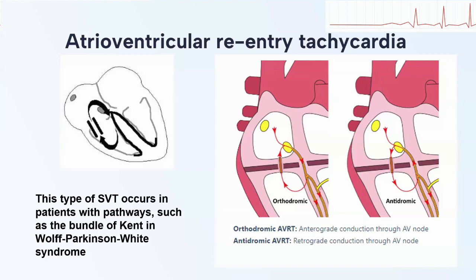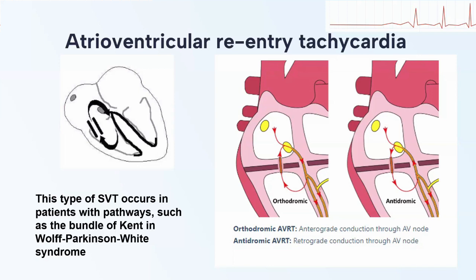You have to just understand this pathway. So it's kind of a circular pathway again, but there's two types. There's orthodromic and antidromic, and it all depends on how this impulse is going down the AV node. So in an orthodromic pathway, you get an anterograde, so it's going normally forwards down the AV node, but then it gives you this retrograde, or goes back up, the accessory pathway.